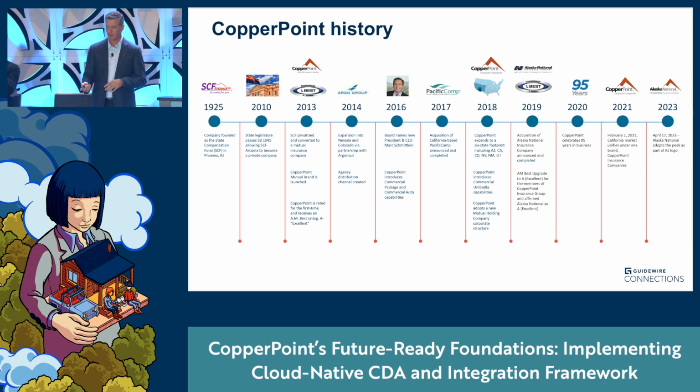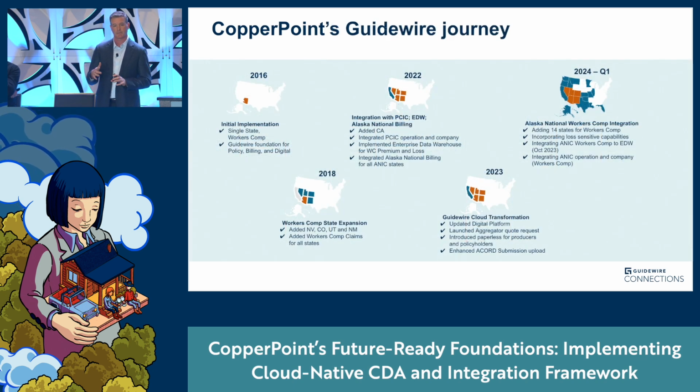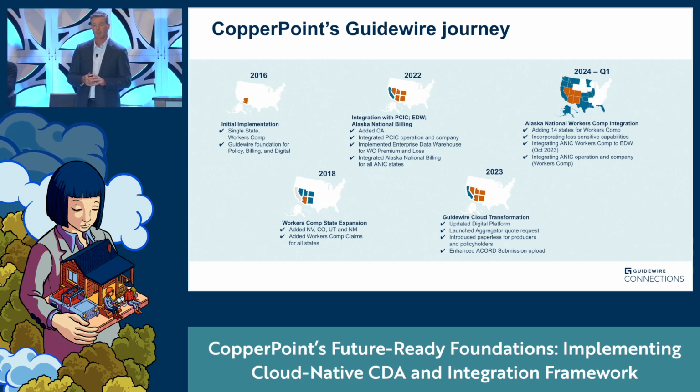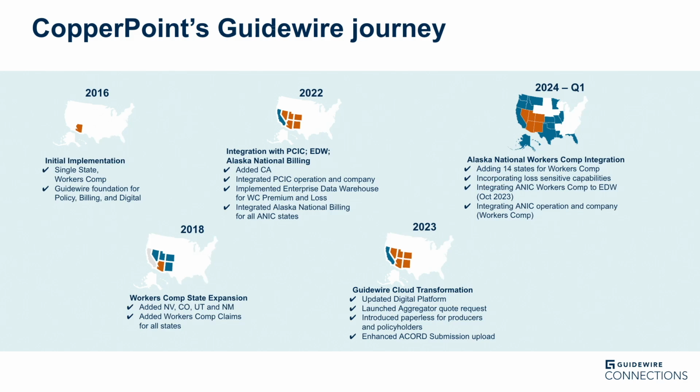If we look now from a technology perspective, underpinning that, 2016 is when CopperPoint began our Guidewire journey. We started again with a single state, single line of business, just workers' comp, and we started with policy, billing, and digital, so digital engage. In 2018, we rolled out an expansion, so we picked up additional states, and most importantly, we brought in ClaimCenter, so ClaimCenter conversion, and we converted all historical claims into Guidewire. So we were full suite at that point.